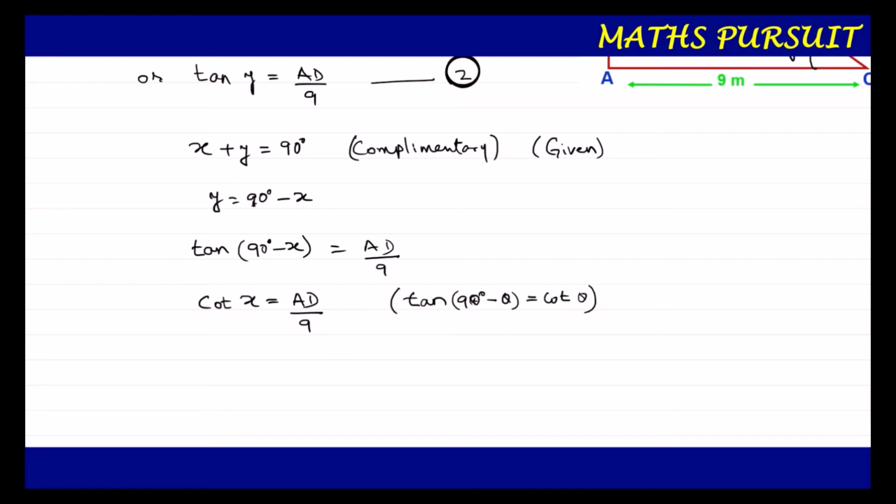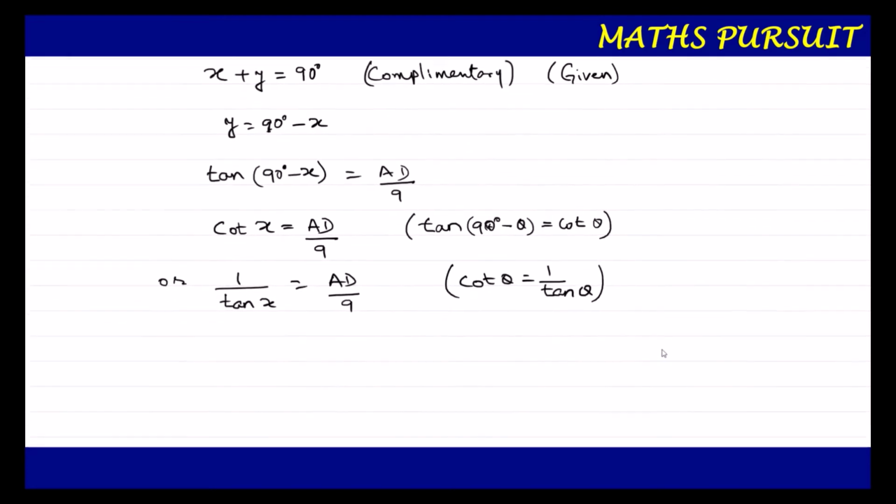On the basis of tan (90 degrees minus theta), I got cot x, because here we got tan (90 degrees minus x). So instead of tan (90 degrees minus x), I replaced it with cot x, that is equal to AD upon 9. Or in other words, instead of cot x I can write 1 upon tan x, because 1 upon tan x is equal to AD upon 9. How? We very well know that cot theta is equal to 1 upon tan theta. This is also one of the trigonometric identities. So on that basis, instead of cot x I wrote 1 upon tan x.